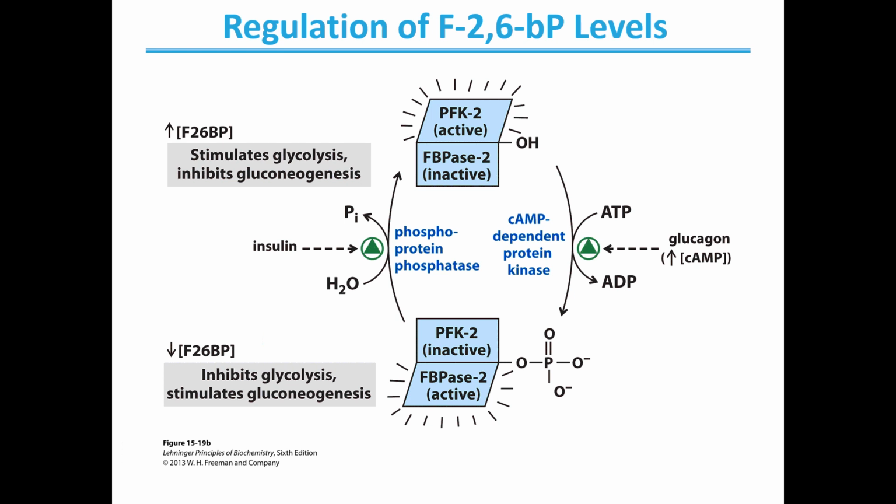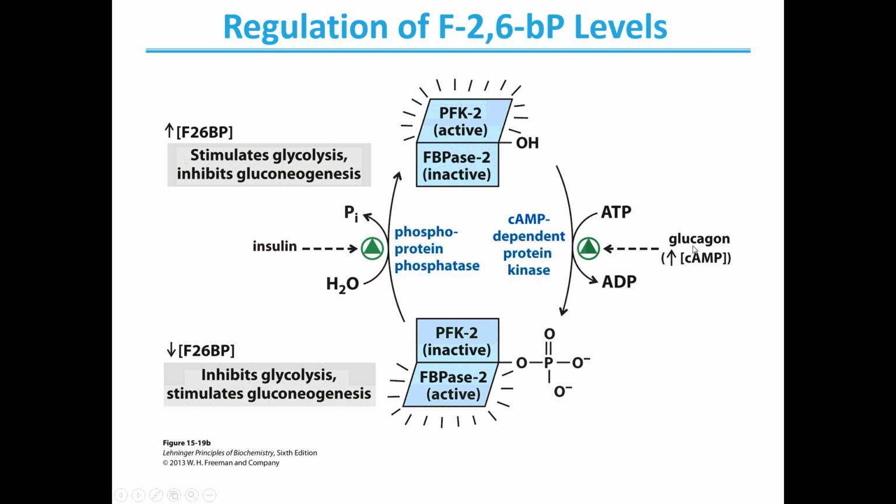So here we go. This is how the fructose 2,6 bisphosphate regulation works. Okay, so let's start over here. In the event that we have glucagon present, glucagon tells us that we have a low concentration of blood glucose. That is telling the liver, I don't have any glucose in my blood. I need you to release some. So what we need to do is stimulate gluconeogenesis.